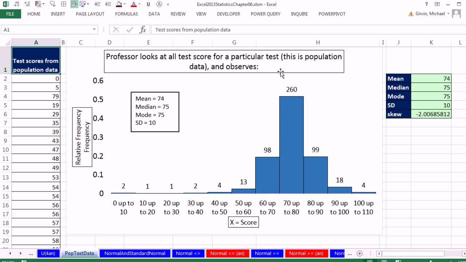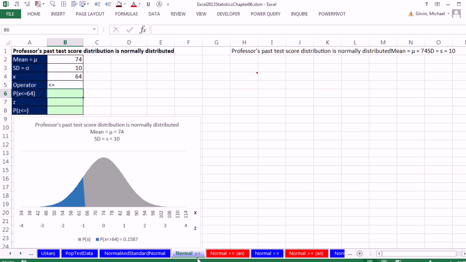When they plotted it, the professor saw that it was a bell-shaped distribution. And so we can use the normal bell-shaped model. Now let's go over to the sheet norm less than or equal to. Now I'm going to show you how to draw this picture with a chart in the next video.